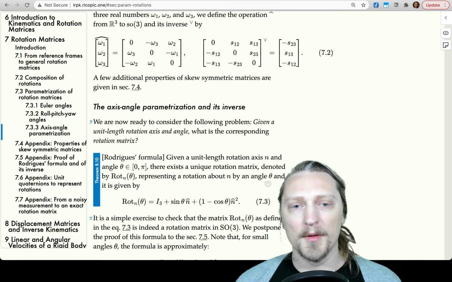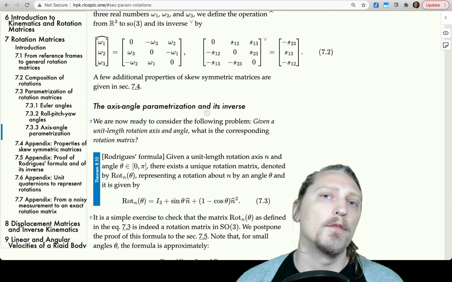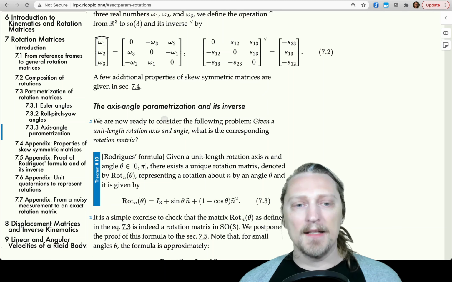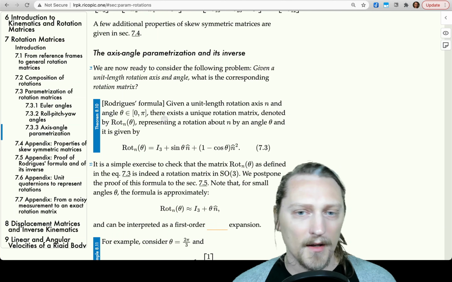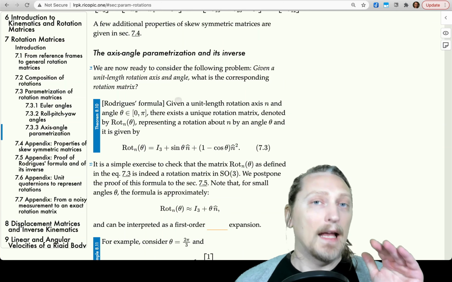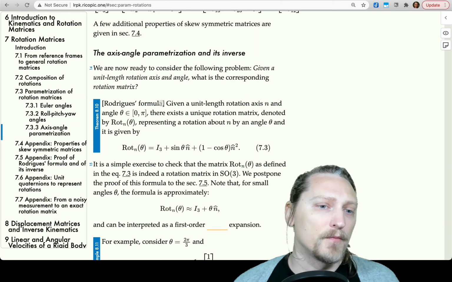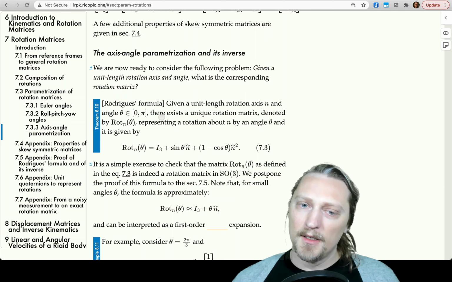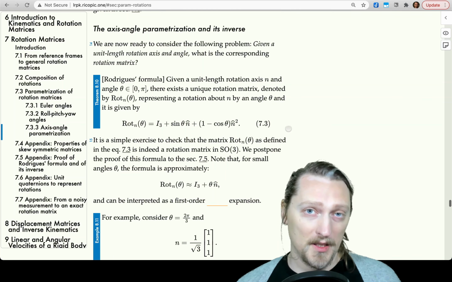A few additional properties of skew-symmetric matrices are given in section 7.4, an appendix. The axis angle parametrization and its inverse. We are now ready to consider the following problem, now that we've got the hat and the cup operators. Given a unit length rotation axis and angle, what is the corresponding rotation matrix? Here's Rodrigues's formula, which is an important formula. Given a unit length rotation axis n, okay, so it could be anything, right?